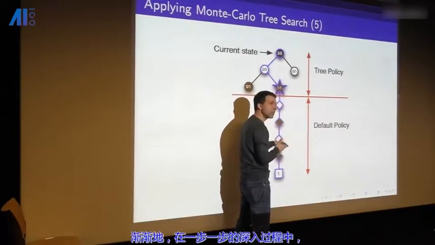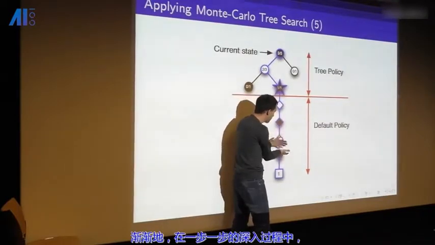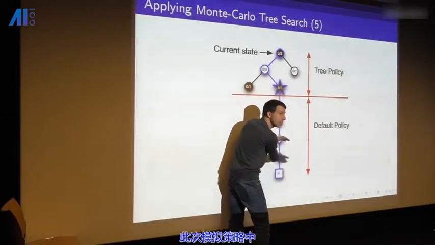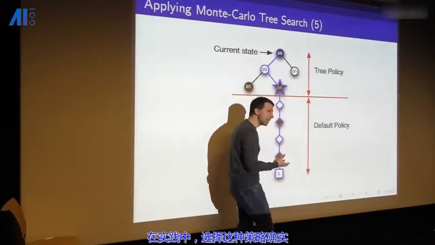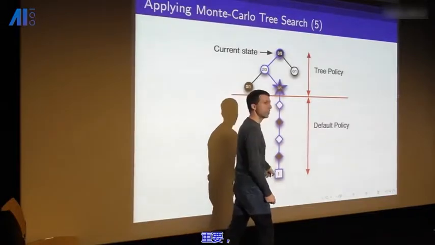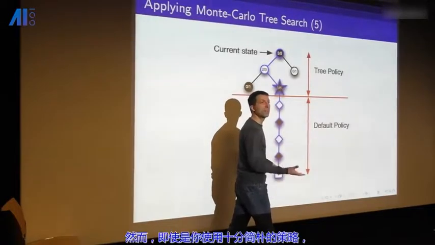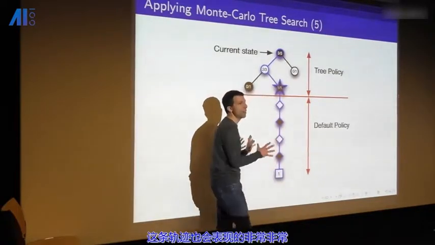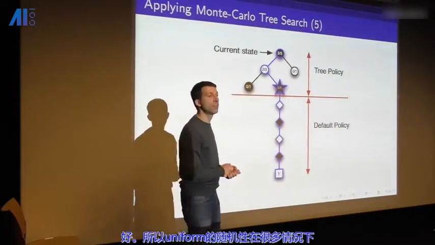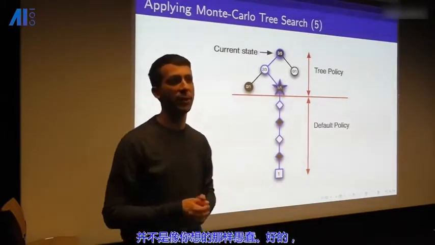And so asymptotically, any bias that we introduce in this simulation policy gets removed as we go further and further in. And in practice, it does matter a lot which policy you choose here, but nevertheless, even with very naive policies, even if you just pick things uniform randomly, this strategy works very, very well. So uniform random isn't as dumb as you might think in many situations.